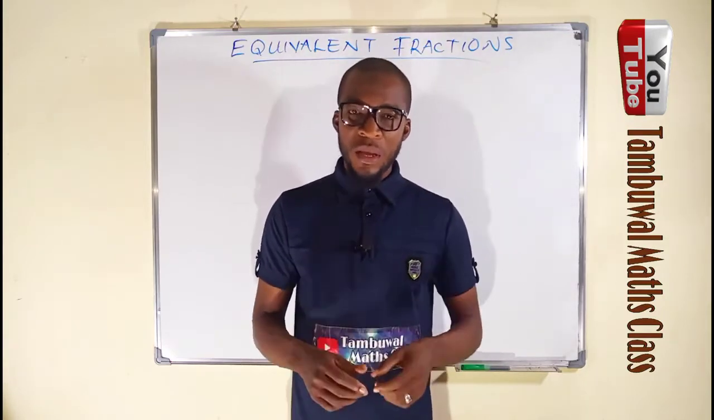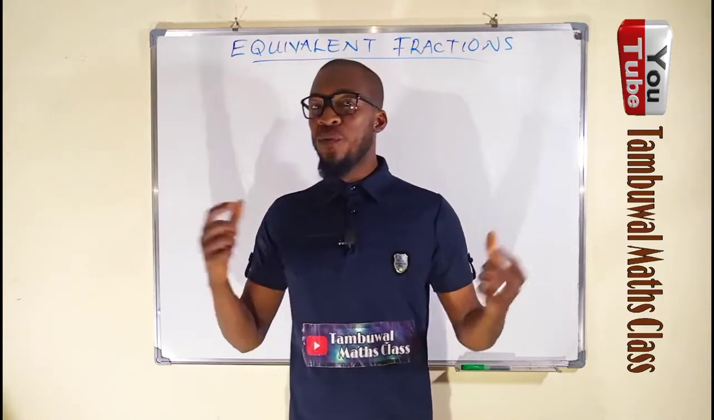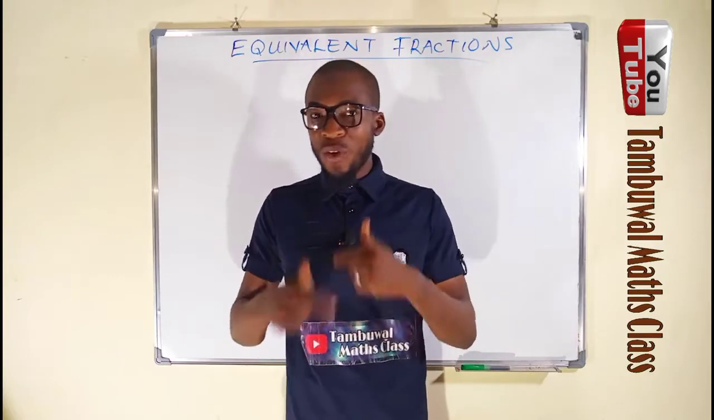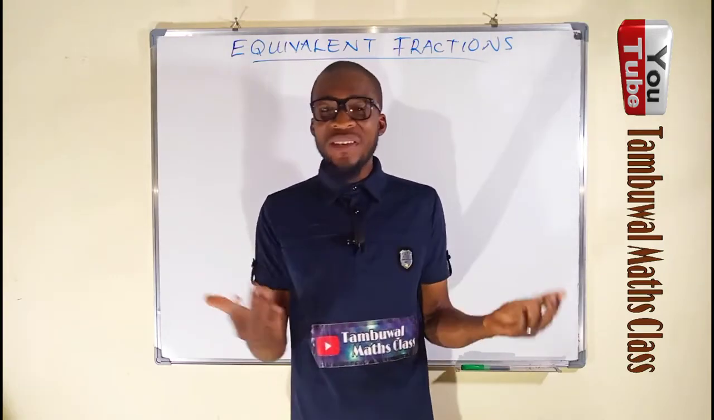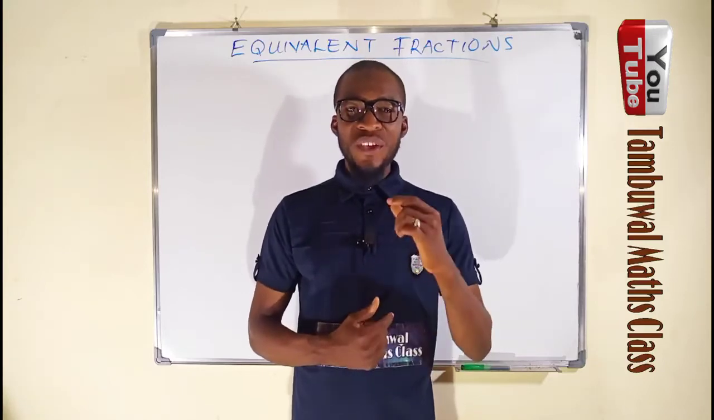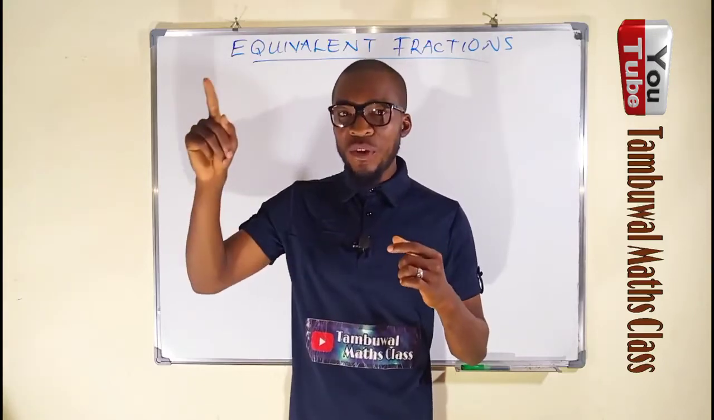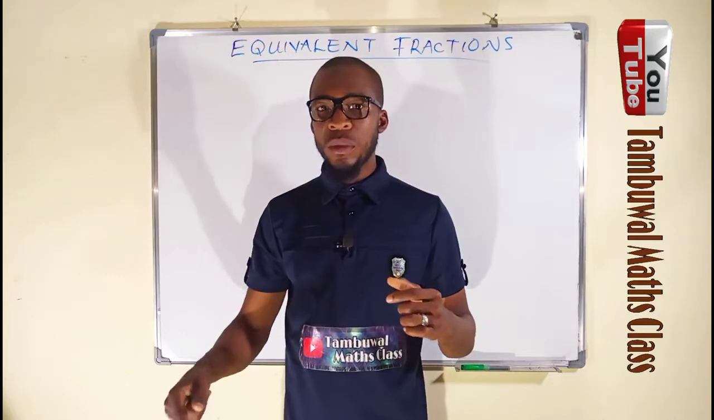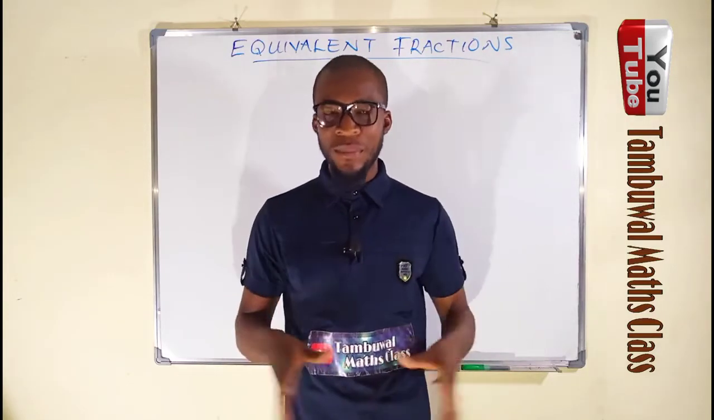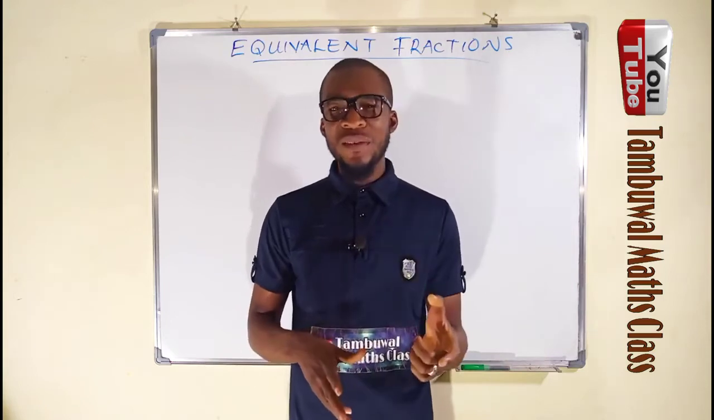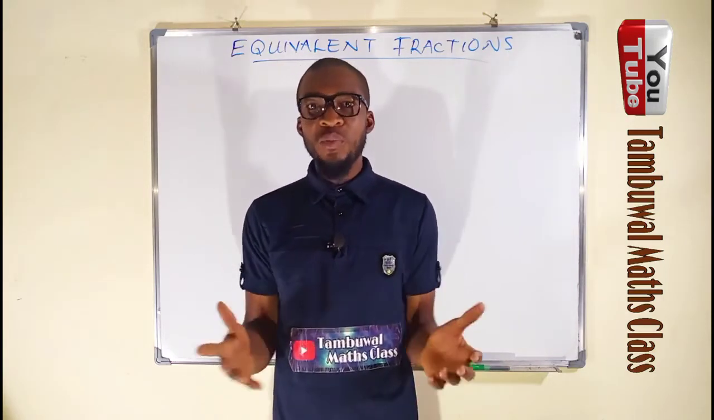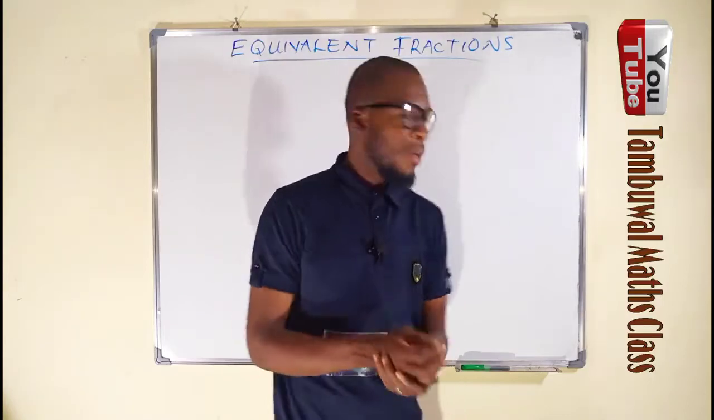Number one, if you reduce any two or more fractions to their lowest term, if at all they are equivalent, they will be the same. Number two, the ratio of their corresponding numerator to that of their denominator is also equal or is exactly the same. And last but not the least, if you reduce them to decimal numbers, they will be exactly the same.